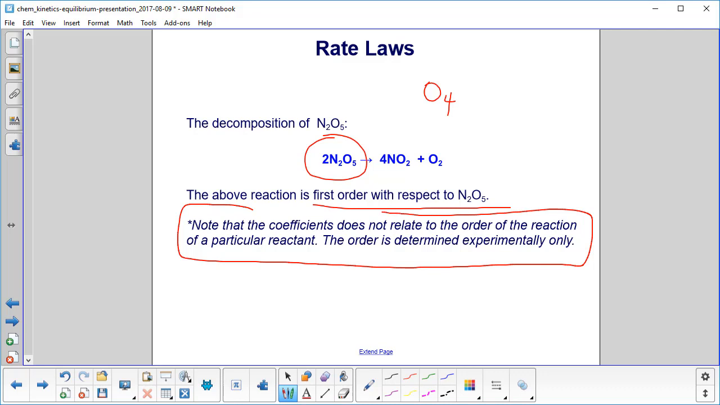And here's the statement that I've been making. The coefficients do not relate to the order of the reaction of that particular reactant. The order is determined experimentally only, right? Because if you saw this 2, you'd immediately jump to second order. Nope, it has nothing to do with that. So this is first order with respect to dinitrogen pentoxide.